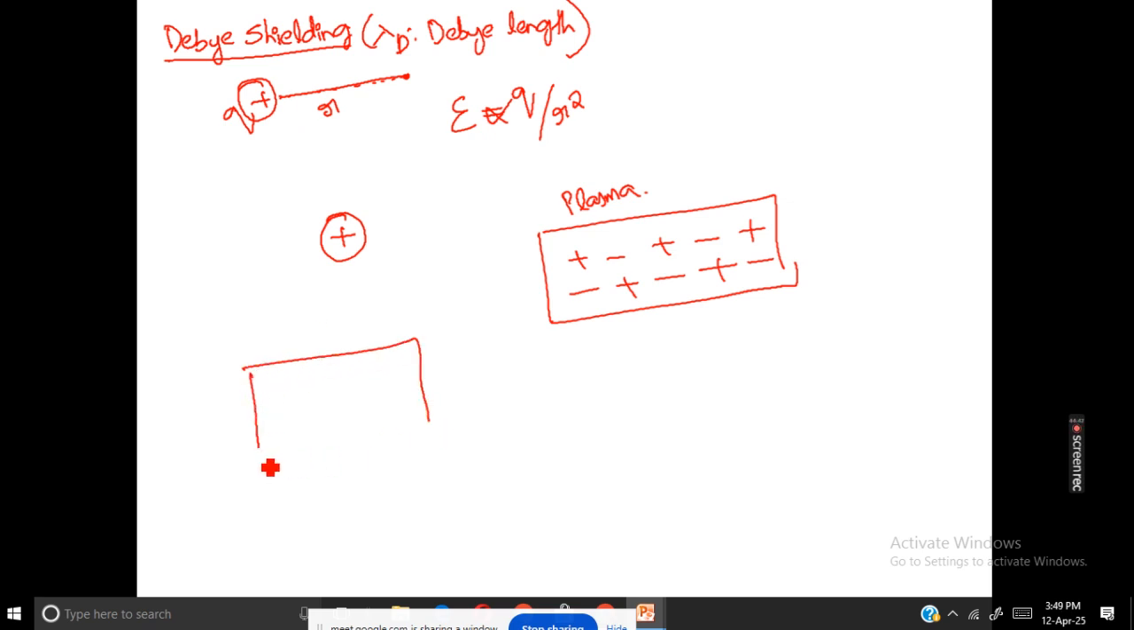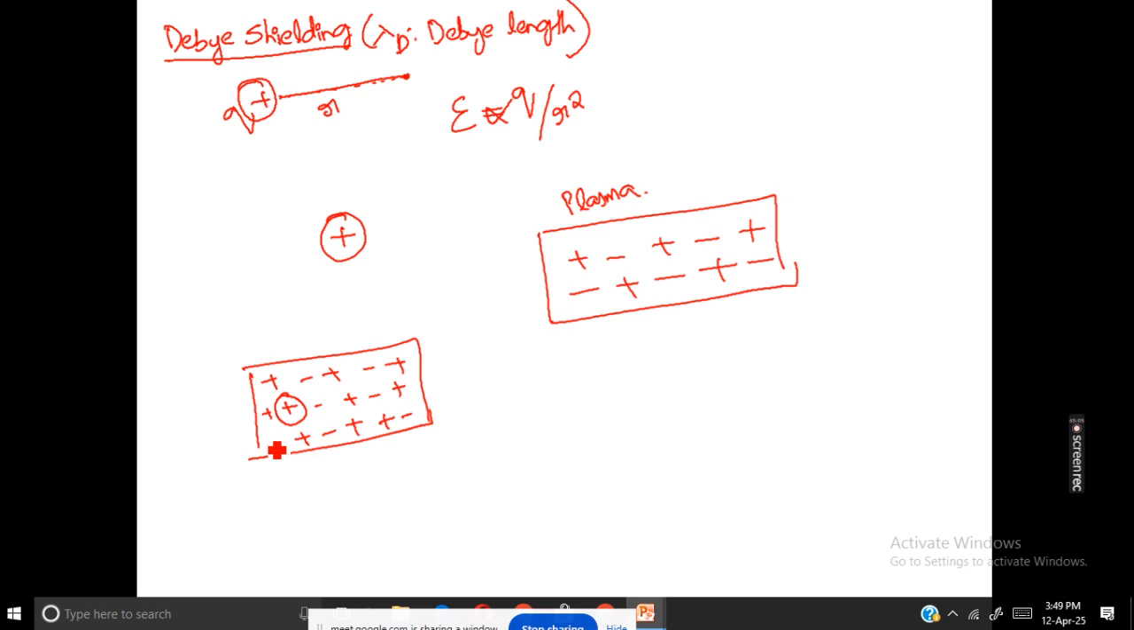So generally in space, at whatever point we take, we will feel the presence of this positive charge. But when we keep this charge within a plasma, after a particular distance from the charge, the plasma will confine the effect of this positive charge up to a certain point.